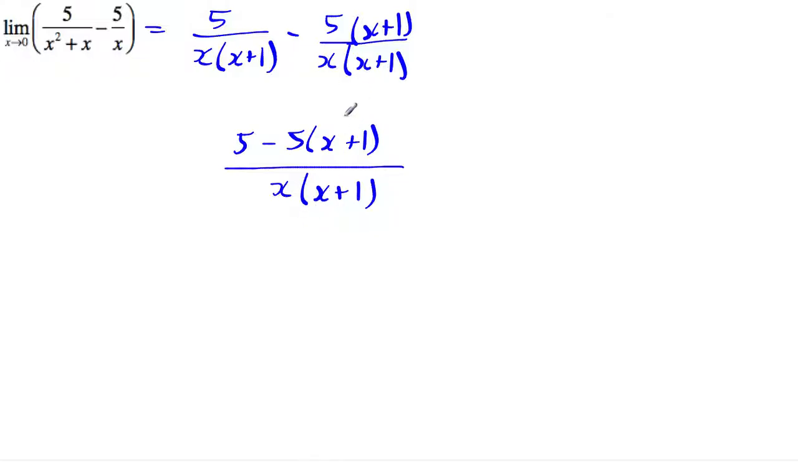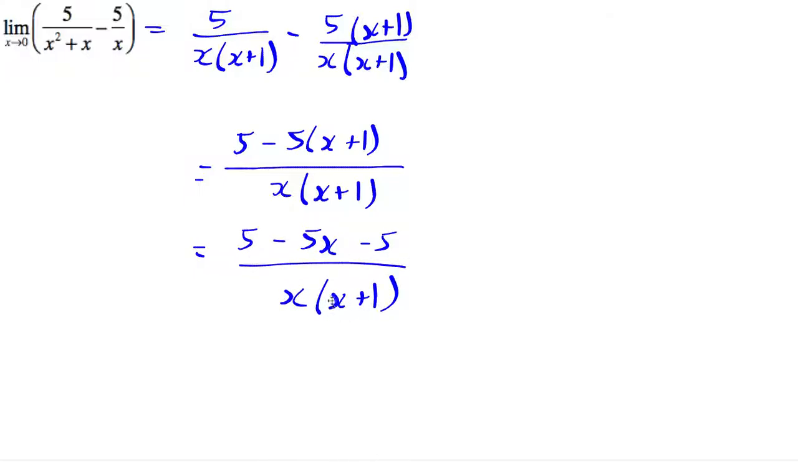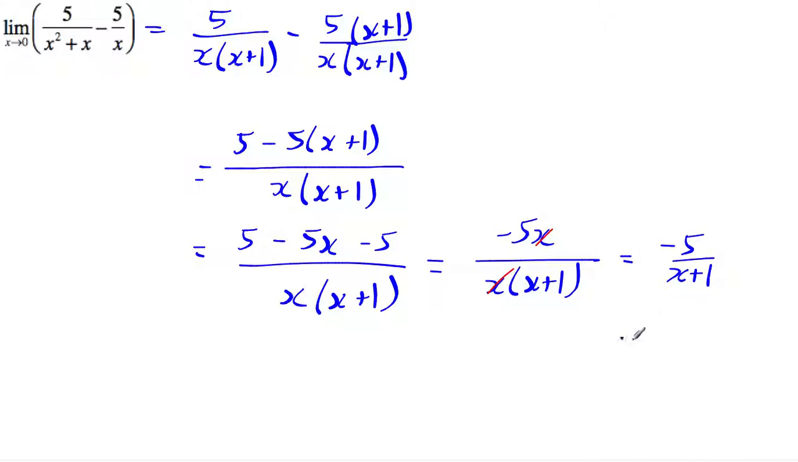I think I may have been going through this one just a little bit too quickly. Oh, no, this is right. So I can distribute this. So I get (5 minus 5x minus 5) over x times (x plus 1). Notice the 5's cancel out. So I get negative 5x over x times (x plus 1). But those x's can now cancel out because I have monomials. So this becomes negative 5 over (x plus 1). Plug in the 0, I get negative 5.